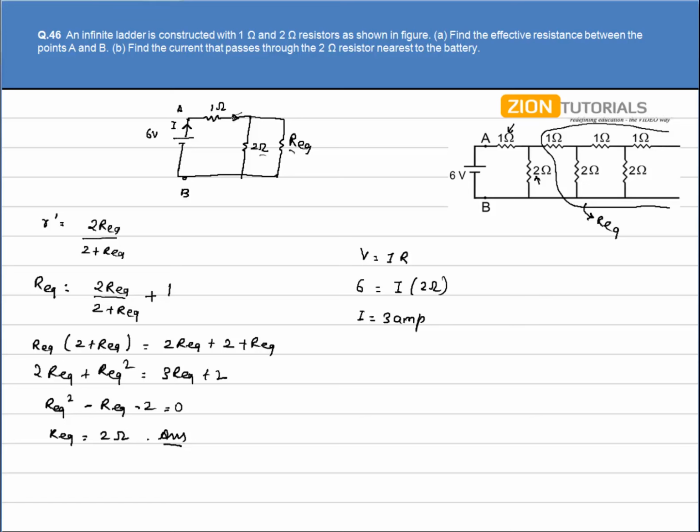Now current I is coming over here. Since R equivalent is also equal to 2 ohm, the current will be divided equally because the resistance is the same. The potential difference across the two resistors will be the same, so the current will be the same. So the current will be equally divided, that will be I by 2 over here and I by 2 over here. So the current that passes through the 2 ohm resistor will be equal to I by 2, that is 3 by 2, that is 1.5 ampere. That is the answer.